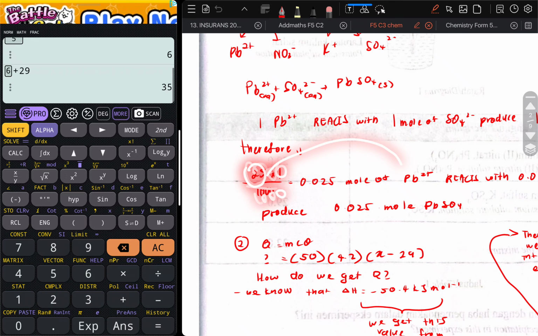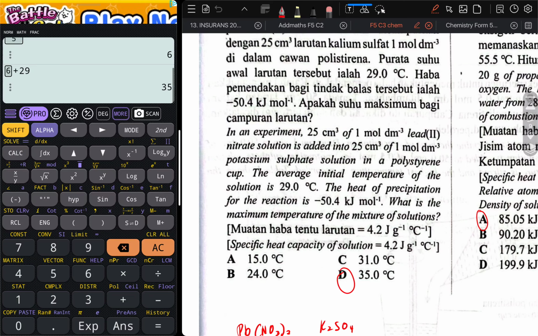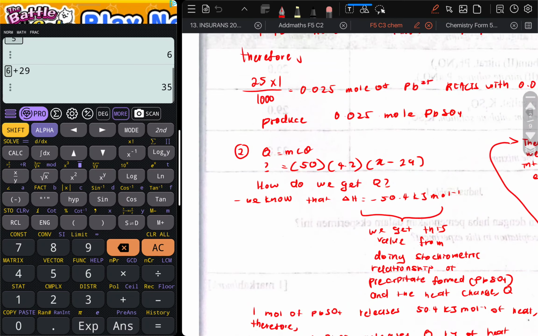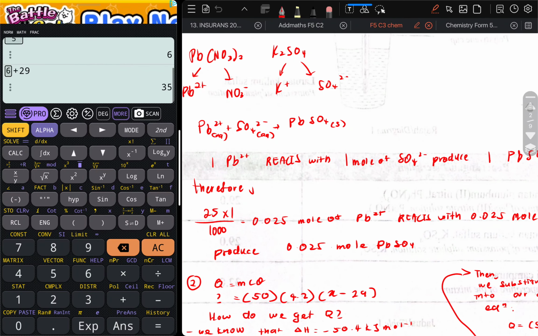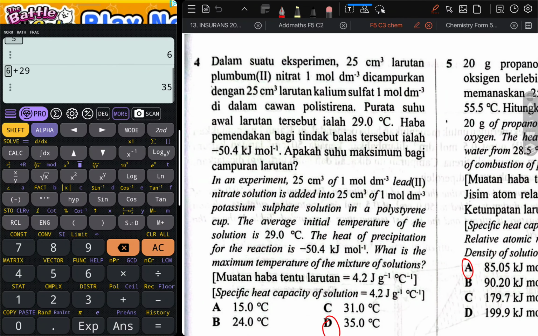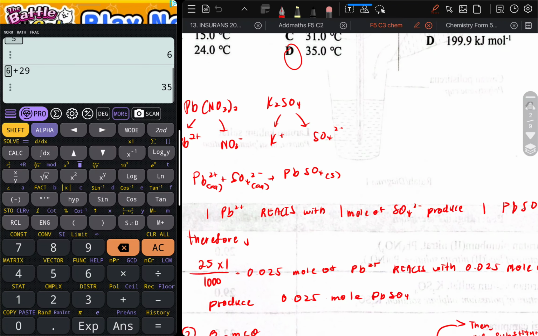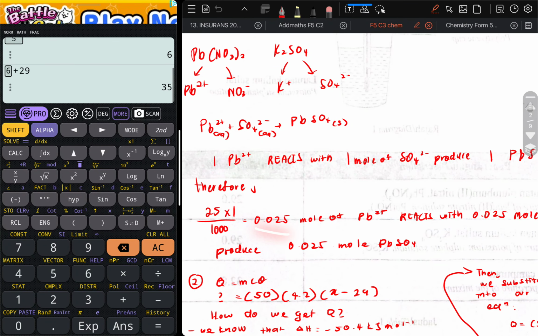So for this one I use 25 times 1 divided by 1000, because the volume of PbNO3 is 25 cm cube, the nitrate solution. And then I times with 1, because the molarity is 1 mole per dm cube. Then I'll have the answer, and then I'll do the stoichiometric relationship.